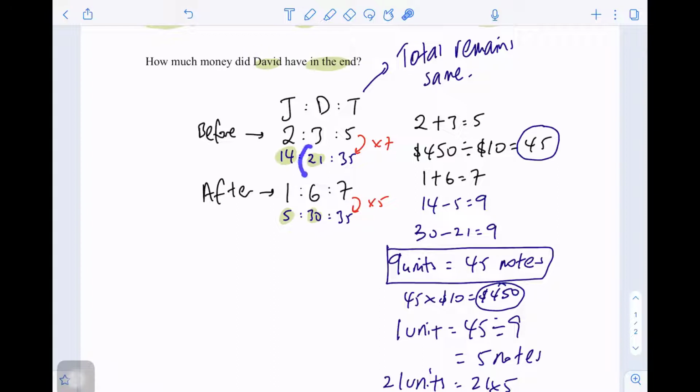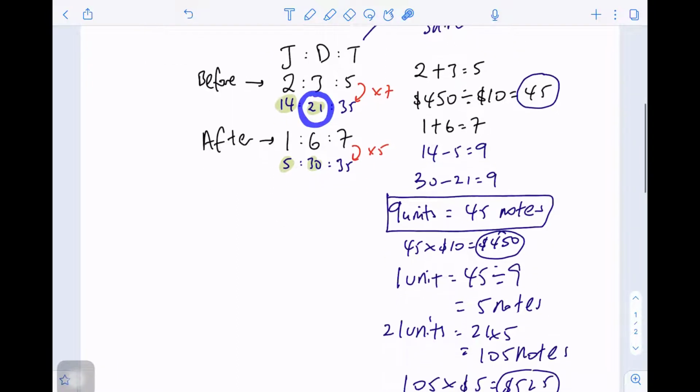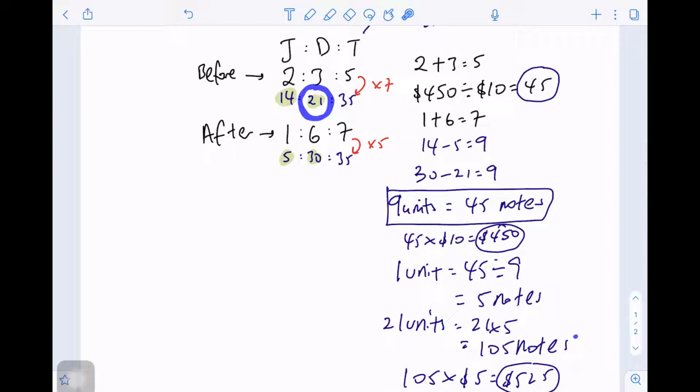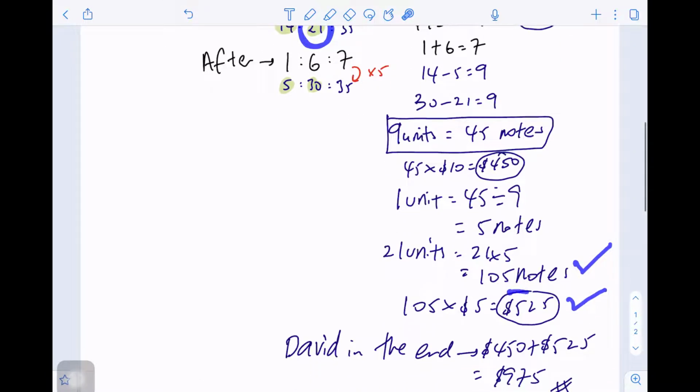And don't forget, the question is asking how much David has in the end. So at the start, David had only $5 notes. So this 21 units of notes is 21 times 5. That's 105 notes. Each of them is $5, so we times 5. And we add this to the $450 that he received from John to get a final answer of $975.